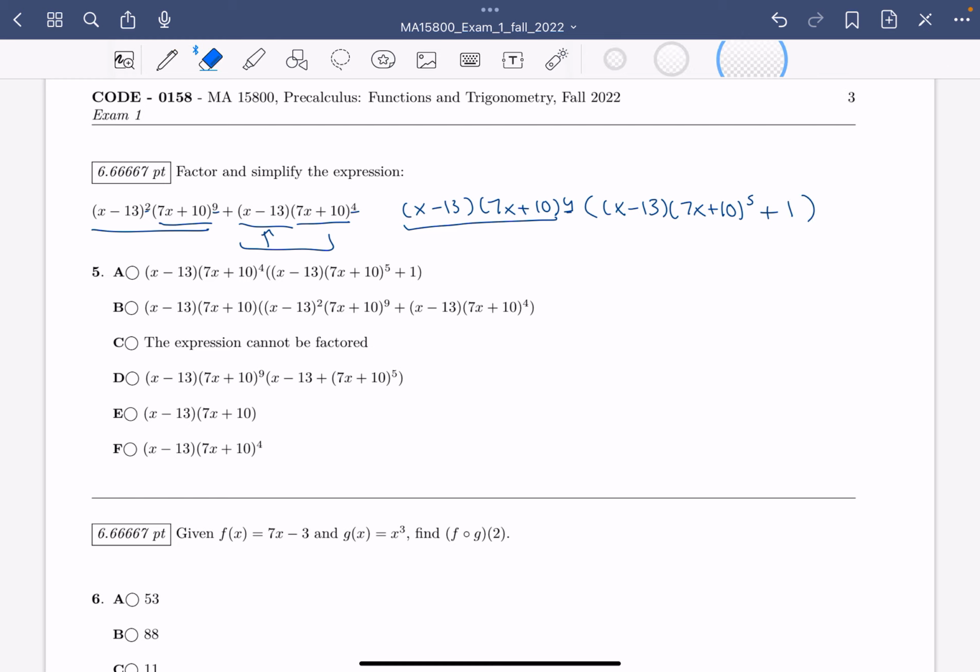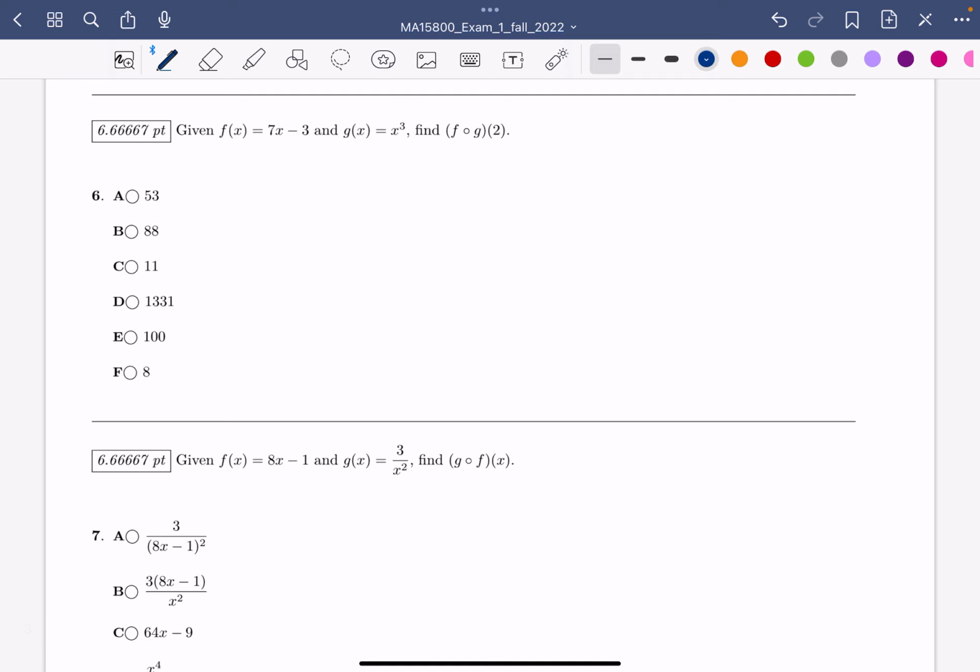Now if we look at our answers, I'm going to clean this up a little bit so that it's easier to read some of my exponents. We can see that our answer matches up with A. So when you're doing this, just be careful to pull out the right number of terms from each part.